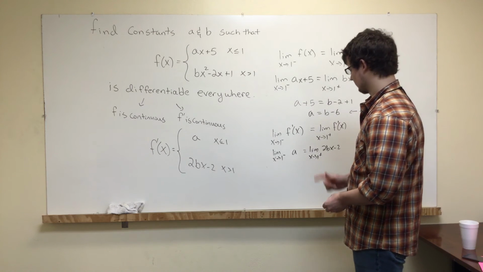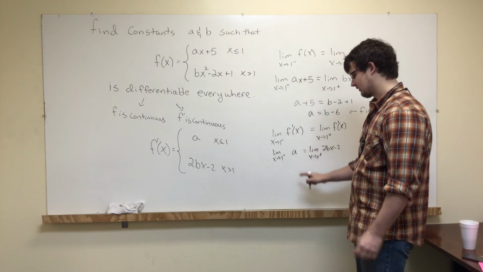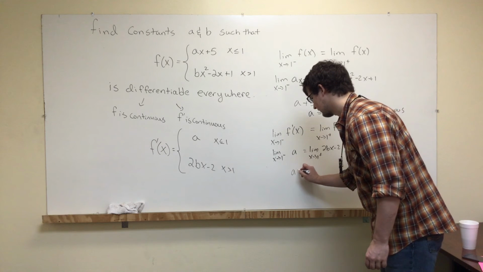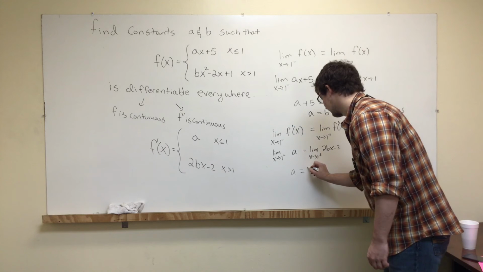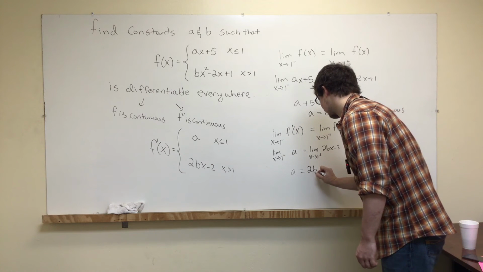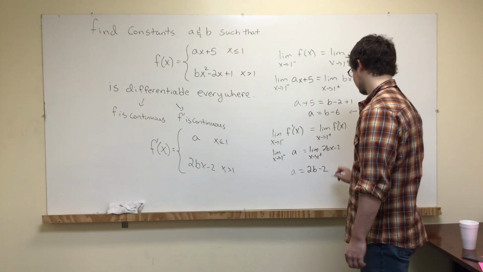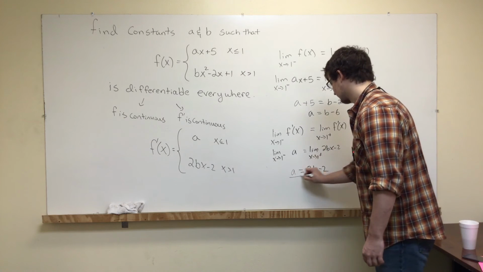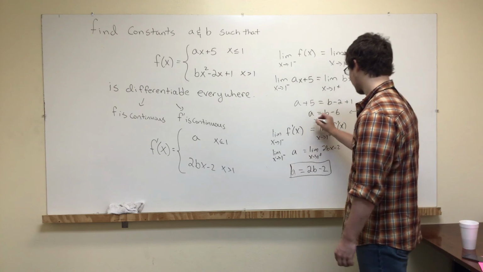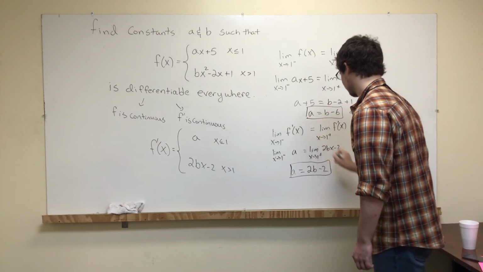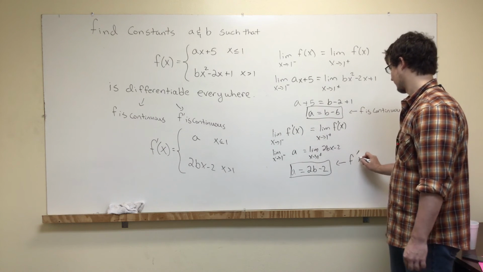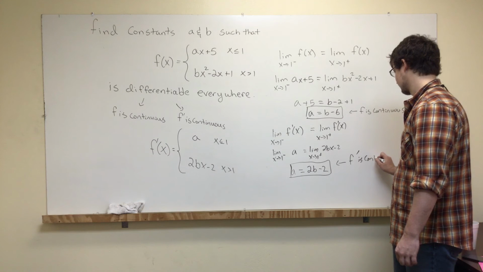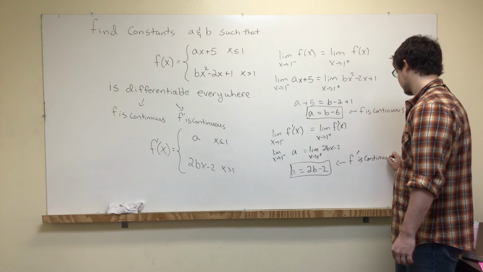Alright. And then now I can just evaluate the limit. Now x is not here, so that's just a. And then over here, plug in 1 for x, I get 2b minus 2. So let me box that, and box that. And this equation will make sure that f prime is continuous.